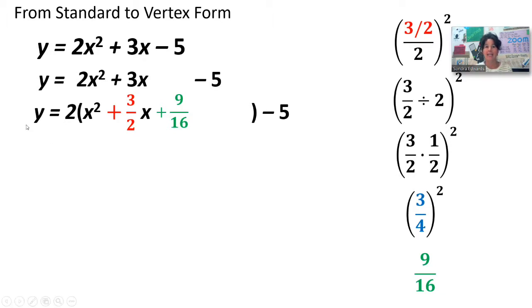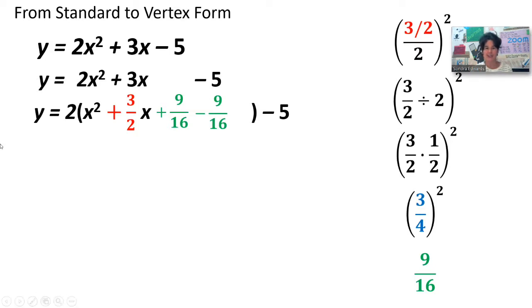But when we add 9 over 16, this line has to equal this line. So I'm going to turn right around and subtract 9 over 16. Just like before, we do not want this minus 9 over 16 in there. We want it over here so that what's left in the parentheses is a perfect square.